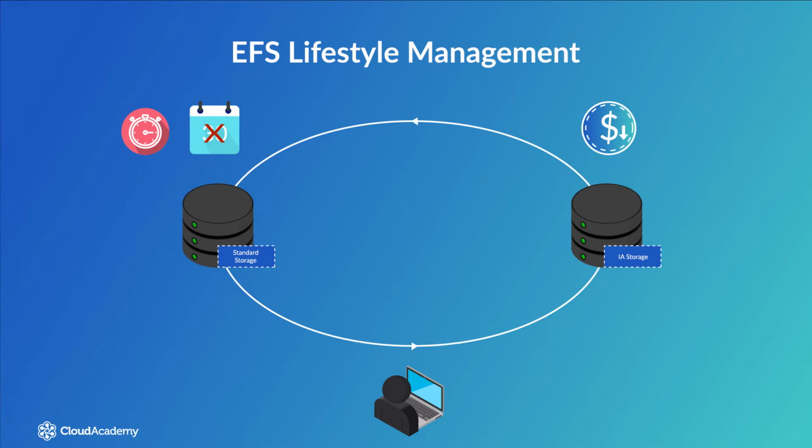The only exceptions to data not being moved to the IA storage class is for any files that are below 128K in size and any metadata of your files, which will all remain in the standard storage class. If your EFS file system was created after February 13th, 2019, then the lifecycle management feature can be switched on or off. Let me now take a look at the different performance modes that EFS offers.